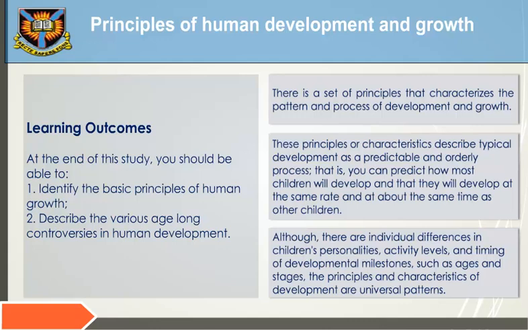There is a set of principles that characterizes the pattern and process of development and growth. These principles or characteristics describe typical development as a predictable and orderly process. That is, you can predict how most children will develop and that they will develop at the same rate and at about the same time as other children. Although there are individual differences in children's personalities, activity levels, and timing of developmental milestones, such as ages and stages, the principle and characteristics of development are universal patterns.